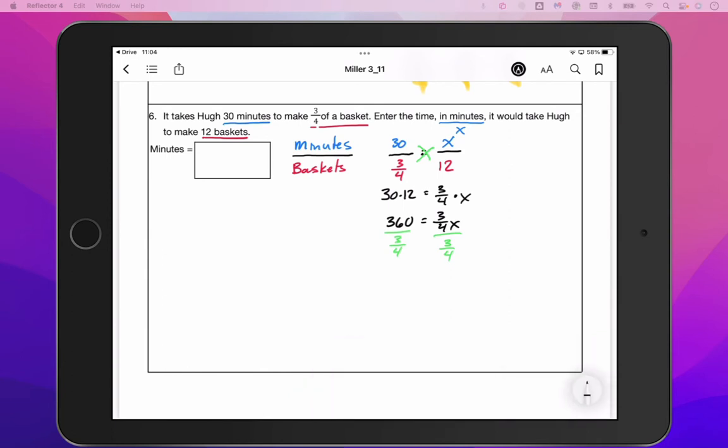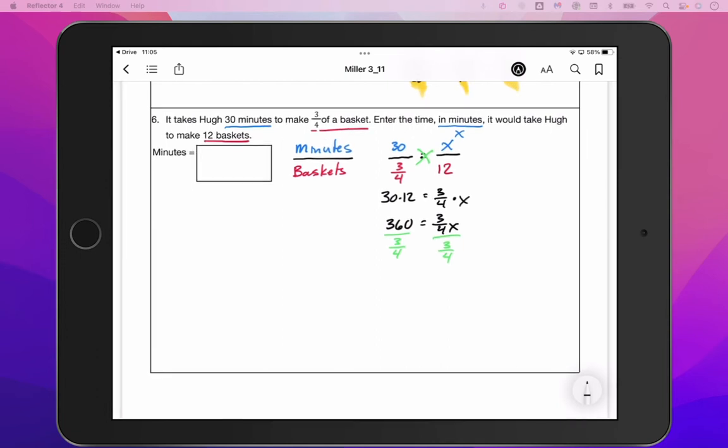And what we're going to get when we do that in our calculator is going to be 480. In your calculator, you would just put 360 divided by 3/4. And again, we are going to get 480. And so for number 6, it will take 480 minutes for Hugh to make 12 baskets.